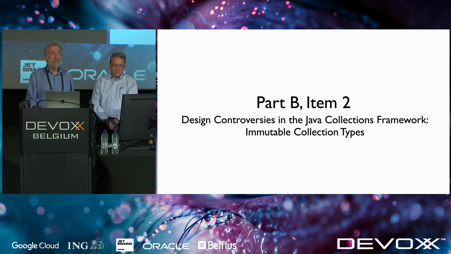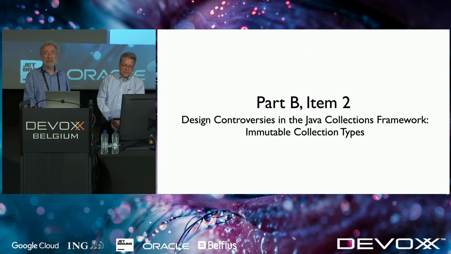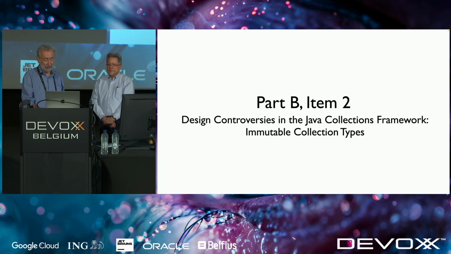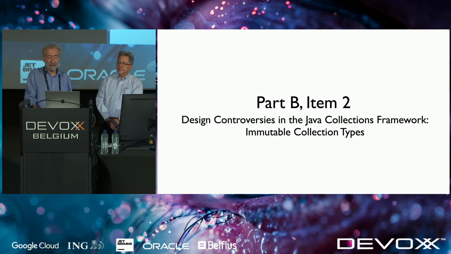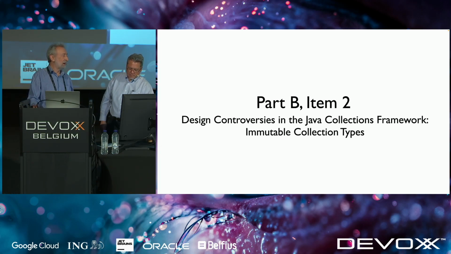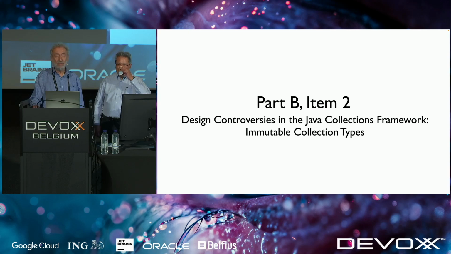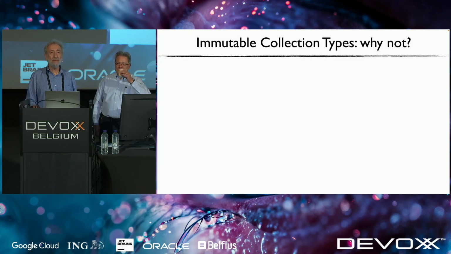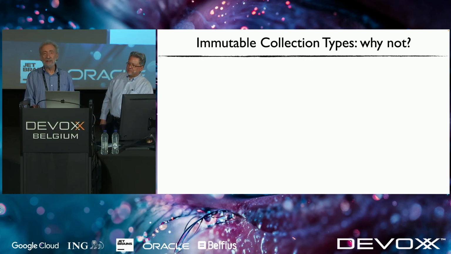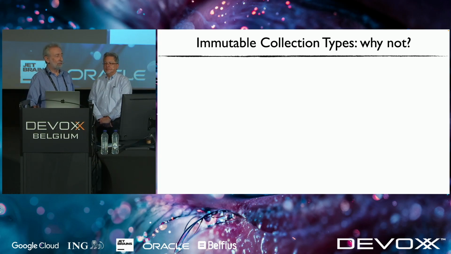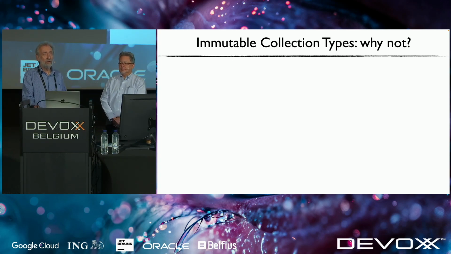Right. Okay. So the other design controversy that we get quite a lot in the Java collections framework, and this comes up over and over again, and has done for the last 25, getting on 30 years, has been immutable collection types. Why don't we have immutable collection types? And you see this coming up again and again, and quite often people say, well, it's really simple. All you have to do is just extract out the mutator methods into an immutable type.